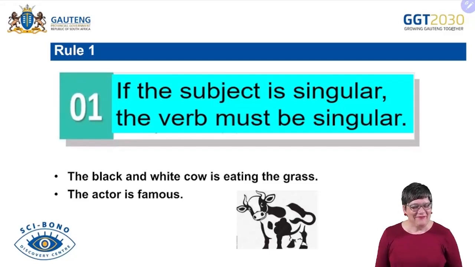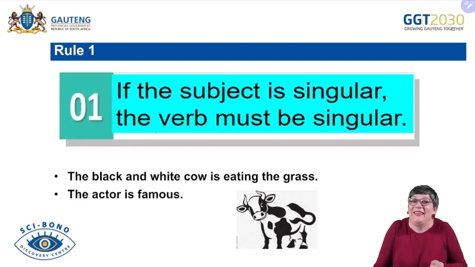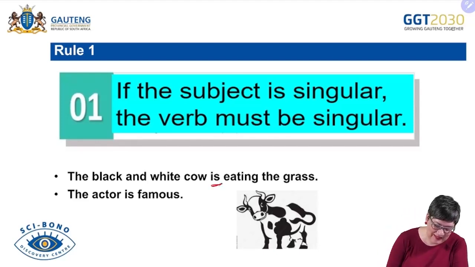Let's start off easy. If your subject is singular, then your verb must be singular. This is really straightforward. Subject is singular, verb is singular. The black and white cow is eating the grass. Now, this is one cow, and that's why it is eating. It's singular, and that's why we have an S.